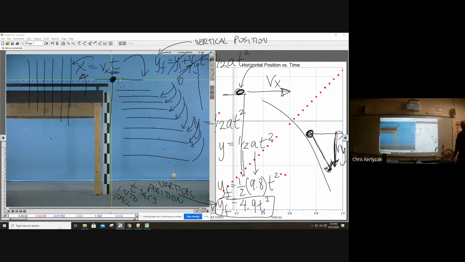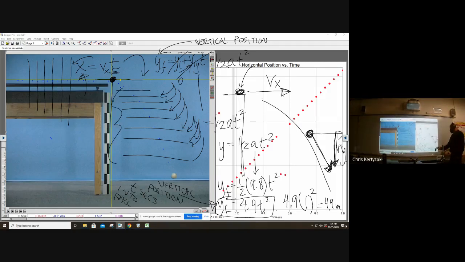So let's try it. How far will it have fallen in 1 second? How far will this ball fall vertically in 1 second? About 5 meters. 4.9 times 1 squared is 4.9 meters. How far will it fall in 2 seconds? 10 meters? Linear? No, we've concluded that the vertical is certainly not linear. This is not a linear pattern.